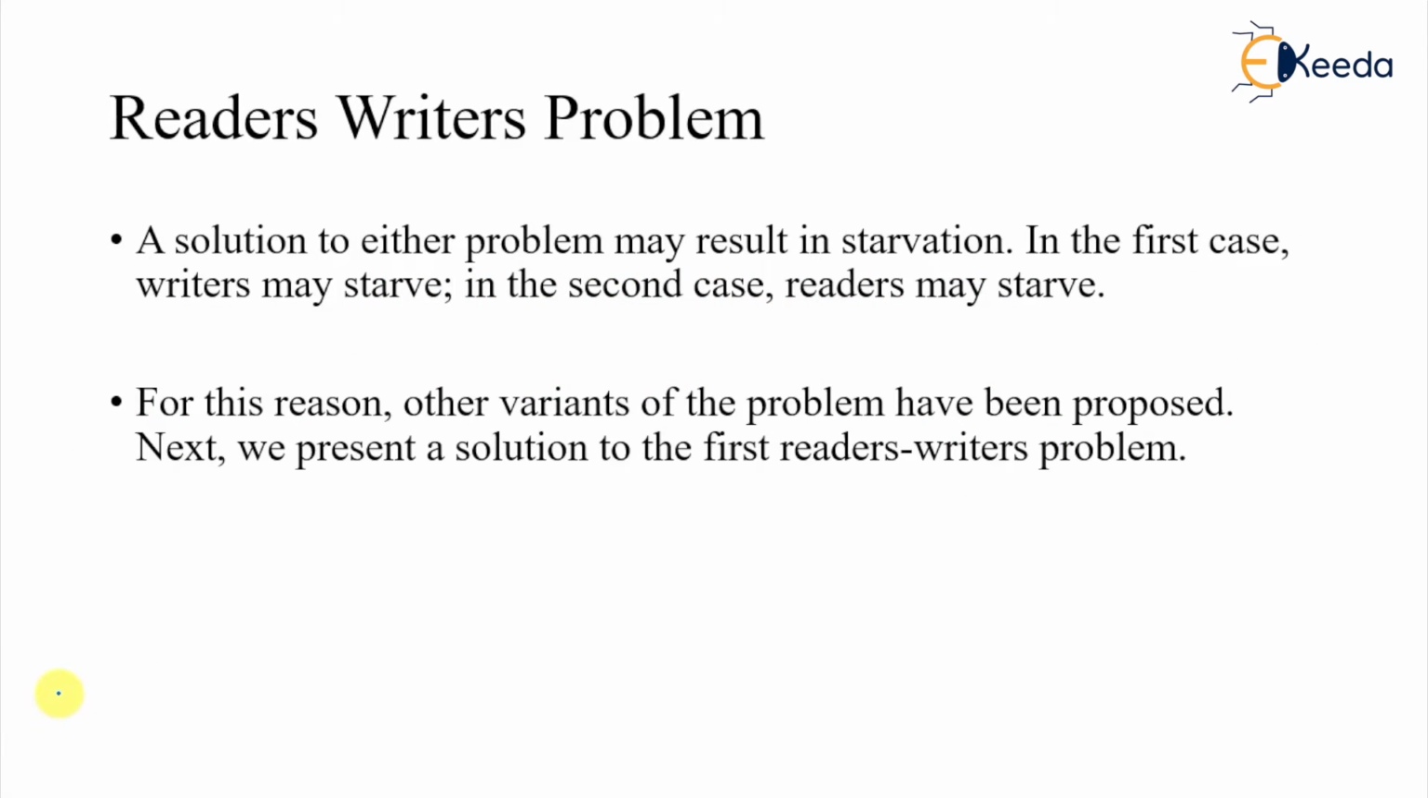Now, what is the implication here? Both solutions will result in starvation, denying the resource indefinitely. In the first case, the writer may starve for the resource, and in the second case, the reader may starve for the resource. For this reason, other variations of the problem have been proposed. But what we are learning here is the first variation, where readers are given priority.